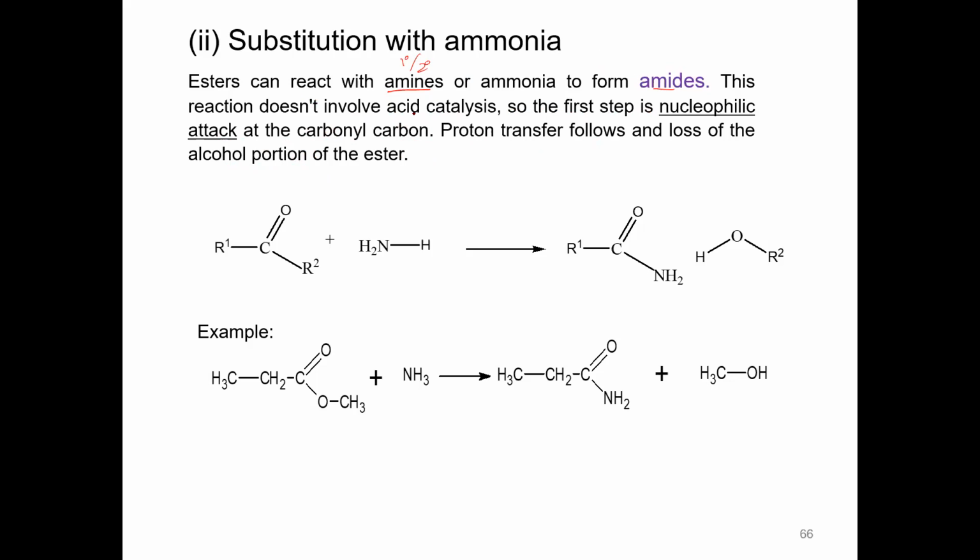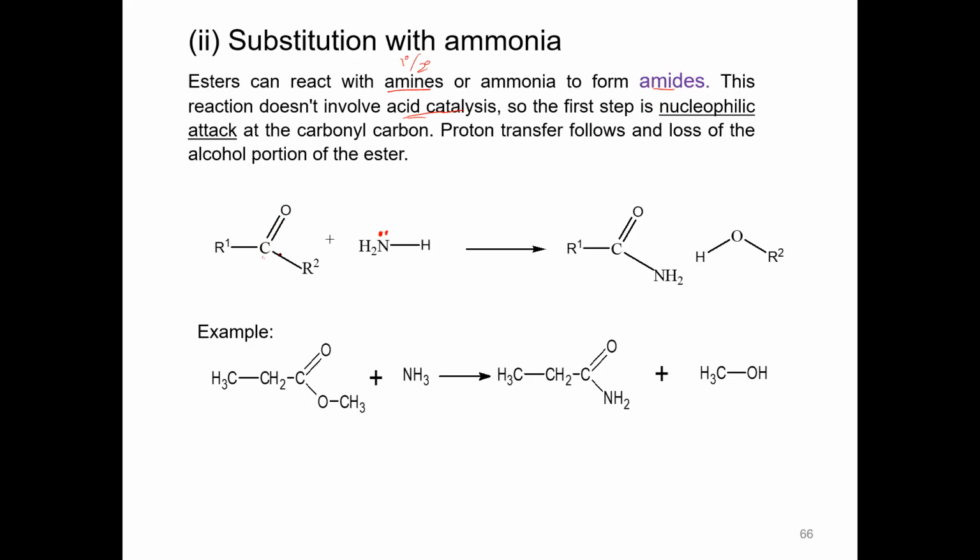This reaction doesn't involve an acid catalyst, meaning no acid is needed. Even without acid, the reaction can occur. The first step is nucleophilic attack at the carbonyl carbon. This ammonia or amine group, because the nitrogen has a lone pair, is the nucleophile and will attack the carbon that has the double bond to O.